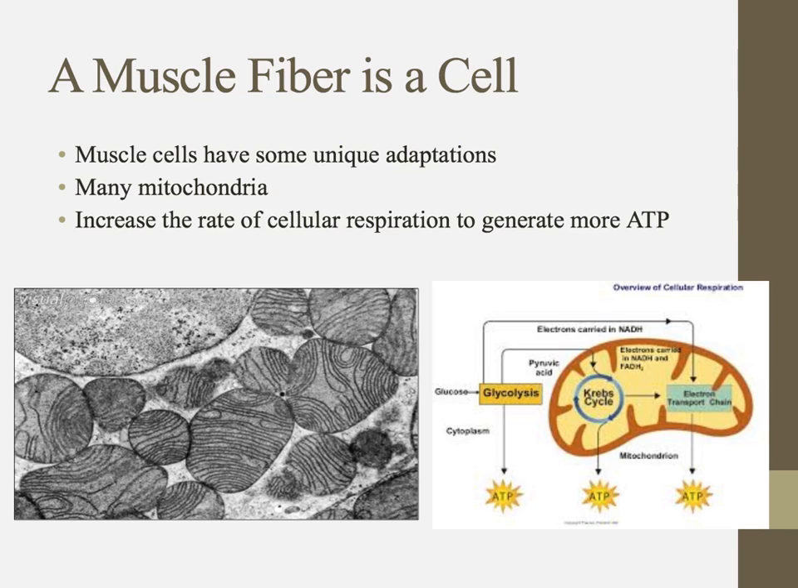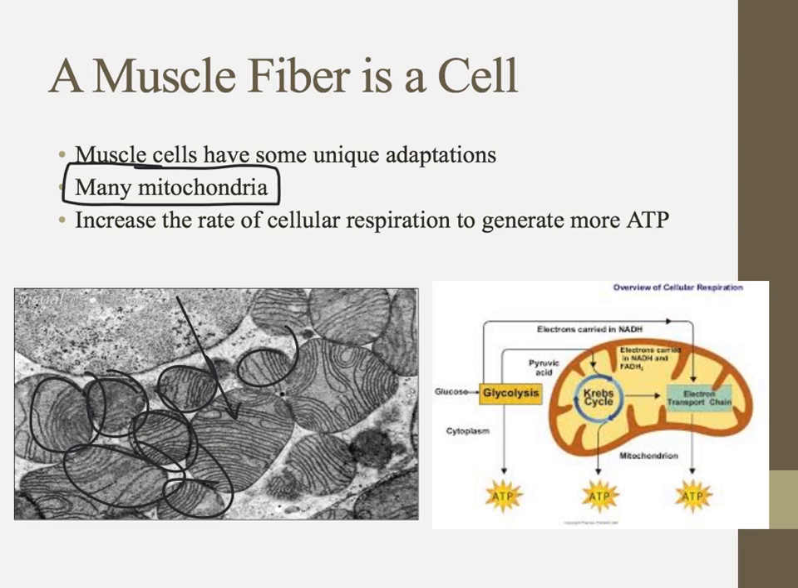And one of the things that they have is a whole lot of mitochondria, as seen here. So we can see the cristae, and those cristae are indicators that all of these little blobs are mitochondria. And this is because muscles need a lot of ATP. In order to get a lot of ATP, they have to be doing a lot of cell respiration, and for that, they're going to need a lot of mitochondria.